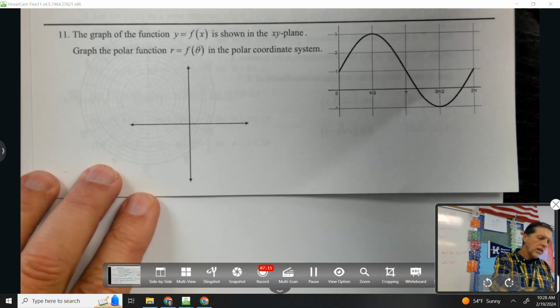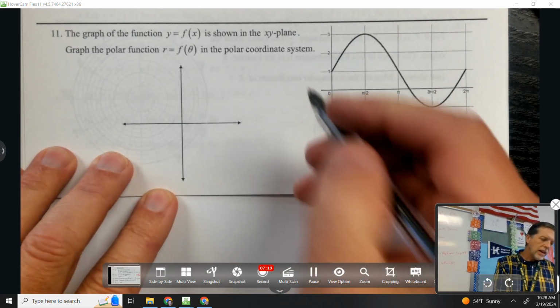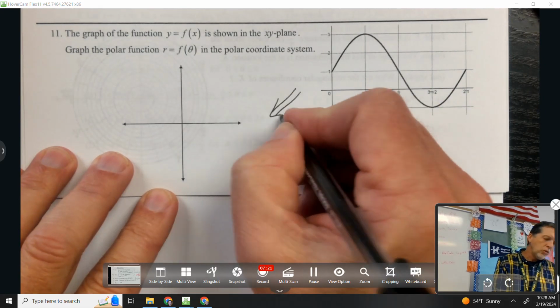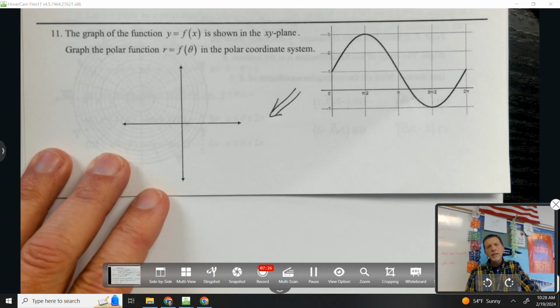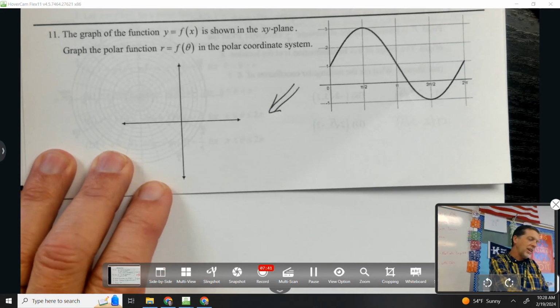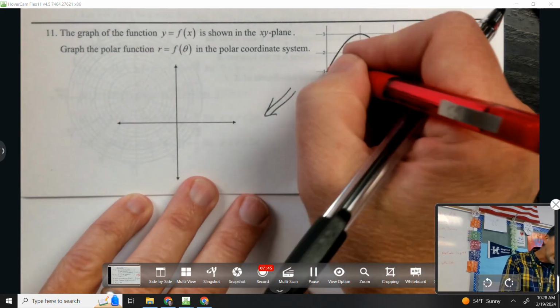Number 11. The graph of that function is shown in the xy plane, and we want to translate that into a polar picture. Here's another one where me in third period opted for different processes. What would you do on number 11? I'll show you what I did, and then I'll show you what they did, and you can pick whichever one you like better.